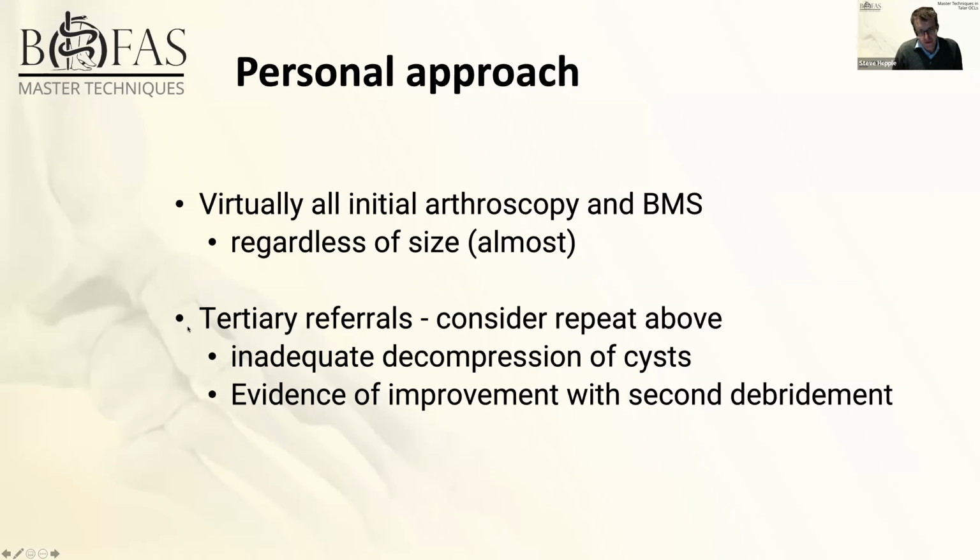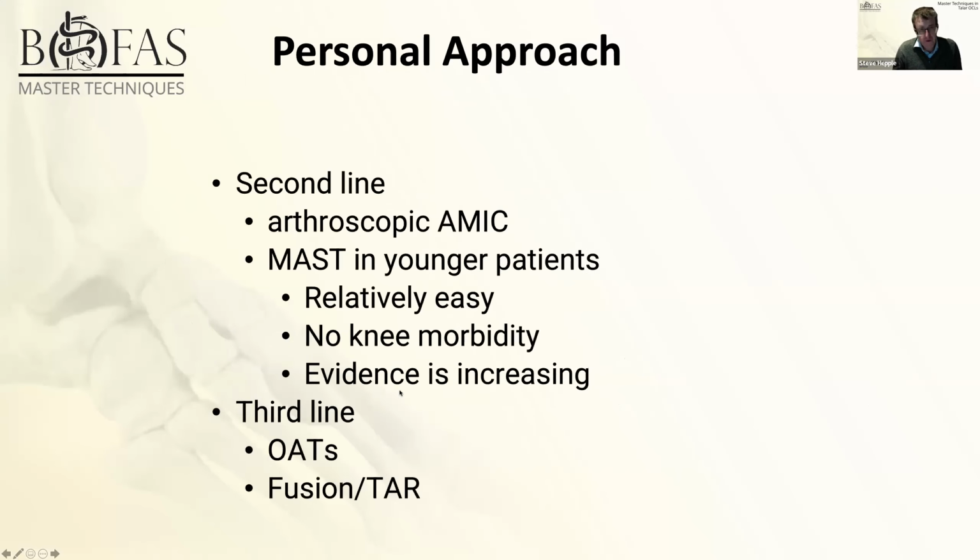When I get a tertiary referral, I often consider the above because I do find there's a certain number of cysts that haven't been decompressed and they can be a pain generator. And there is some evidence of improvement with a second debridement. But then for a second line approach, I'm using the arthroscopic AMIC, and in younger patients, up until now, I've been putting stem cells in from the bone marrow, but maybe I'll start using peripheral blood.